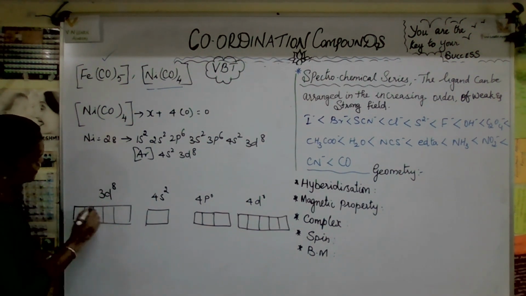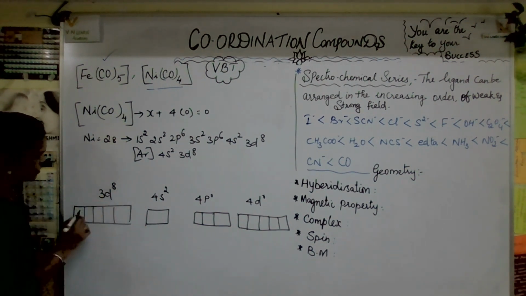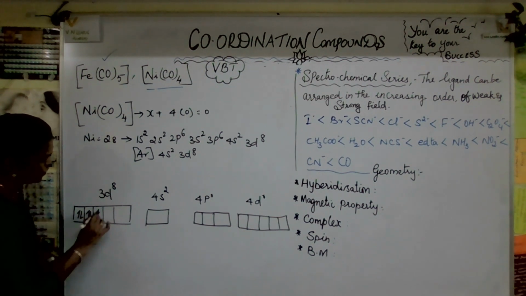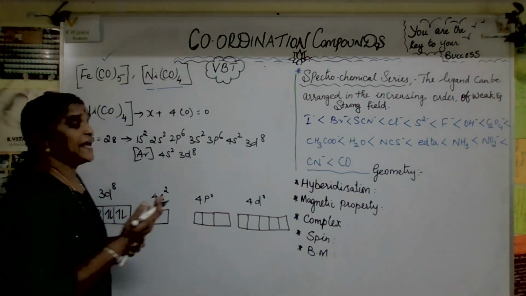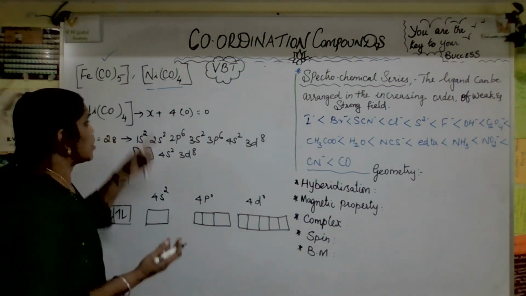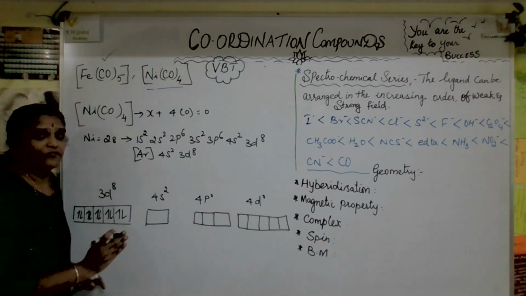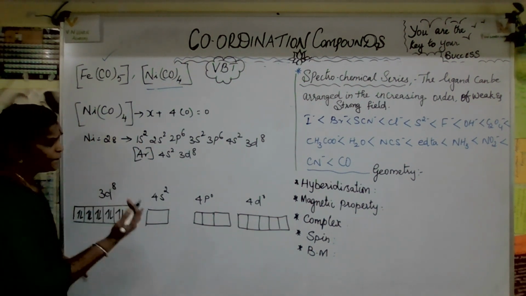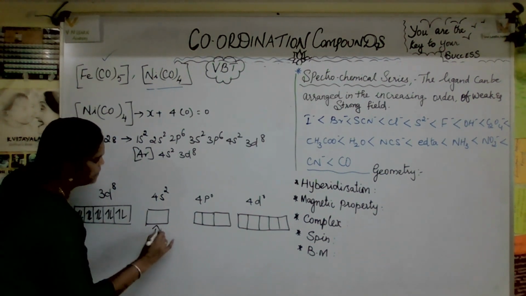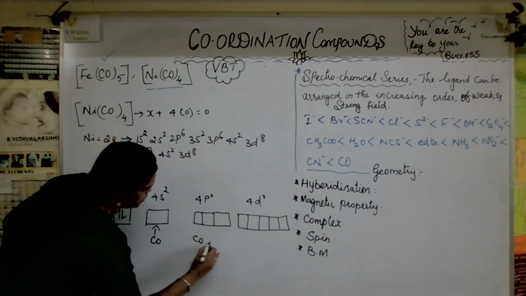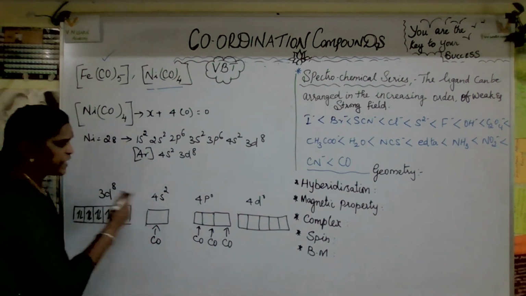So now let us fill it. How many electrons altogether? It's 8 plus 2, 10 electrons. So 10 electrons are over. Now how many empty orbitals are available according to the ligands? Here actually 4 ligands are there, so you have to fill the pair of electrons. CO is the ligand: 1, 2, 3, 4. Each ligand contributes a pair of electrons to the central metal ion.